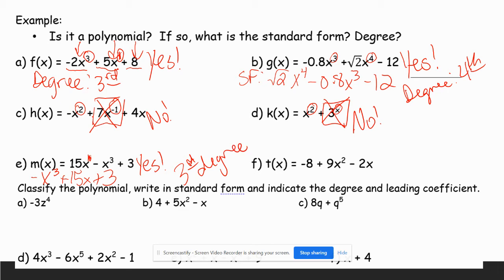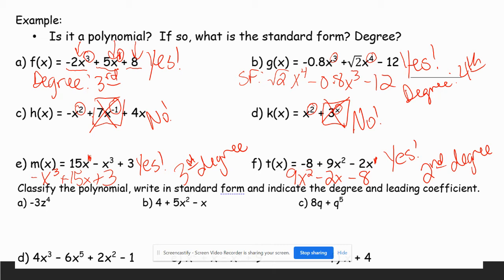Example F, our exponents are squared and first power. Those are positive whole numbers, so this is a polynomial. Standard form, our highest exponent is x squared, so 9x squared minus 2x minus 8. Our largest exponent is 2, so this is a second degree polynomial.